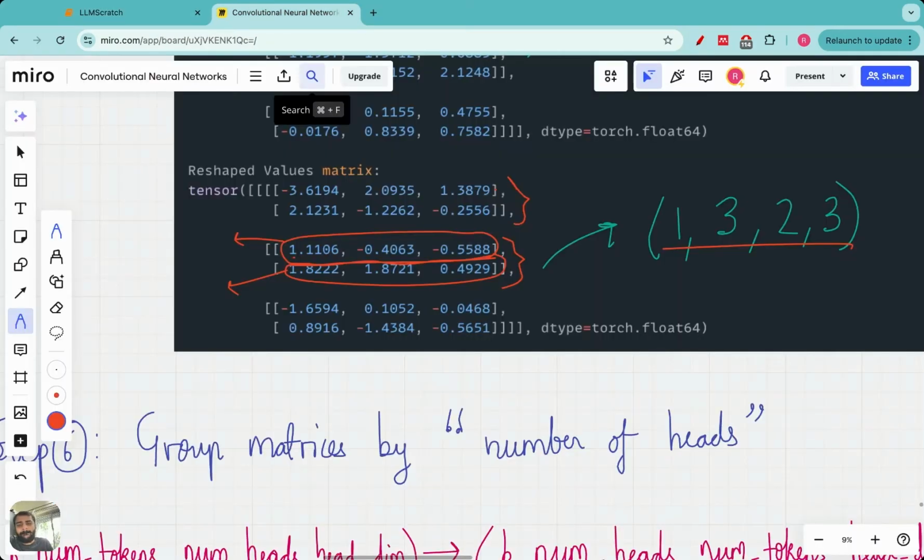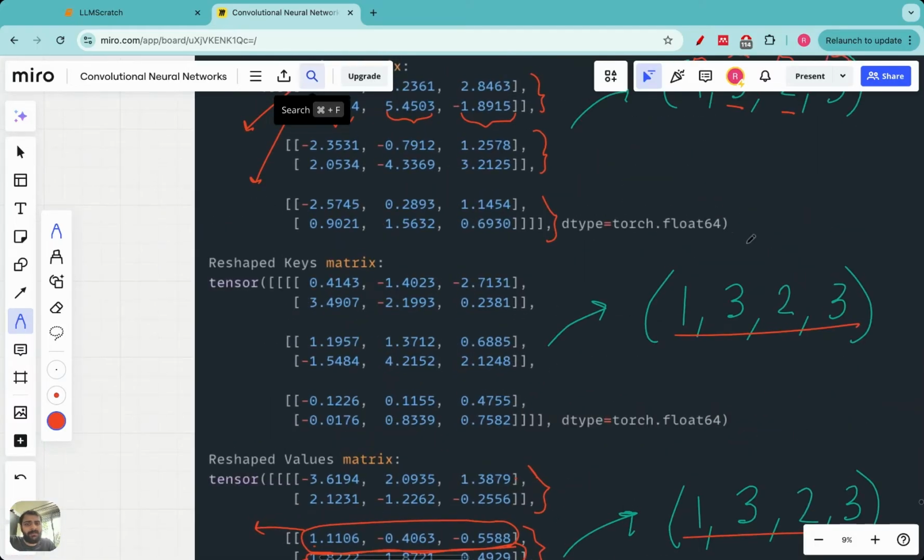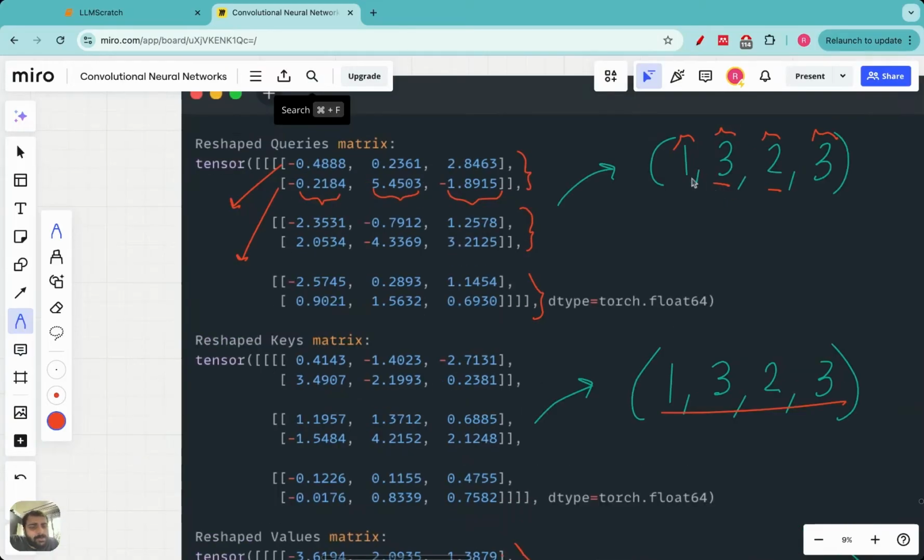So if you see this, let's look at this argument, which is 3. The shape of this is 1 comma 3 comma 2 comma 3, right? Now let's look at this first entry. This is 3.